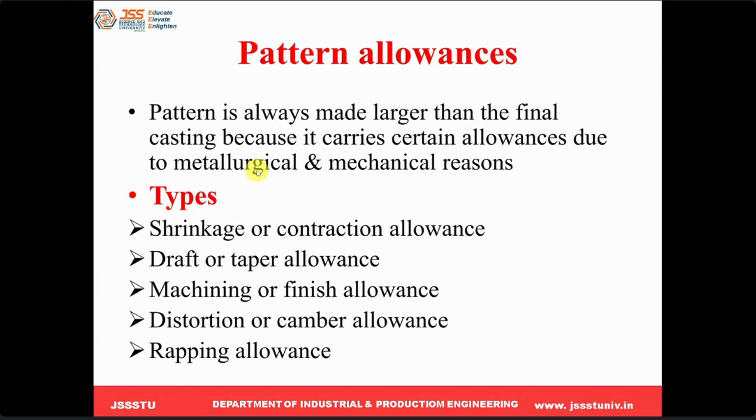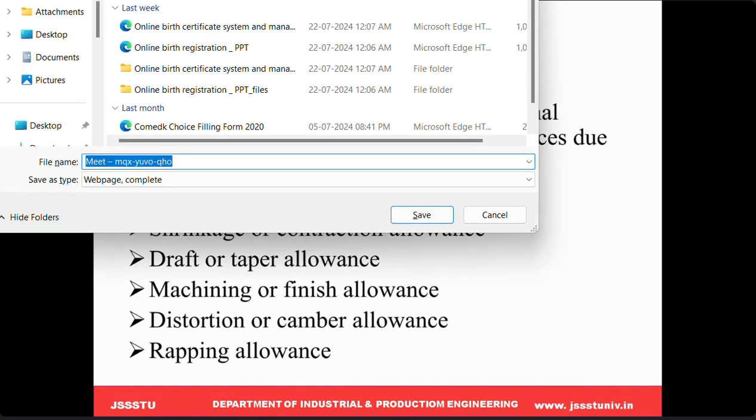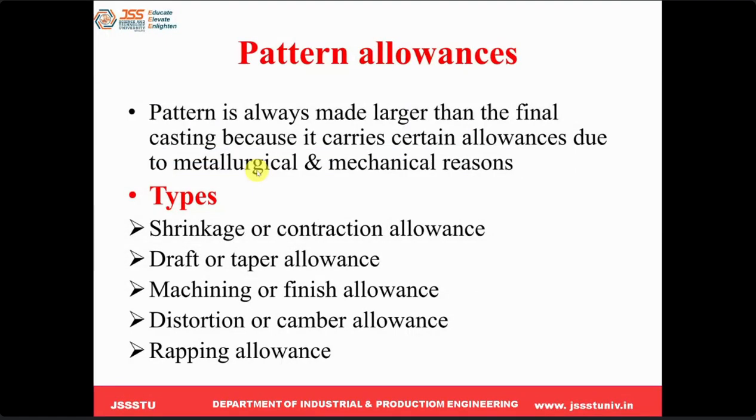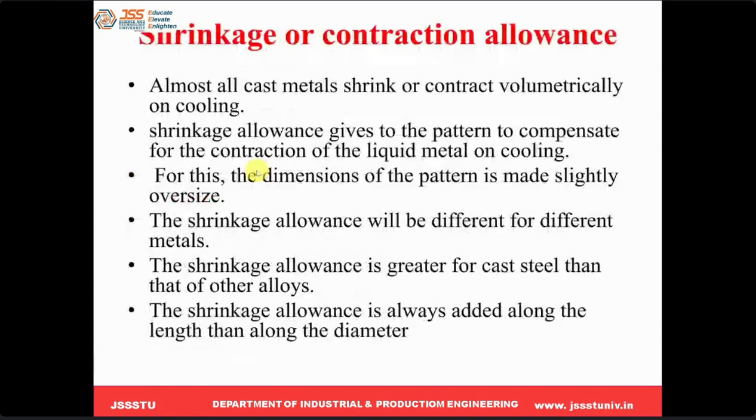So now let's start with the allowance. That is called shrinkage allowance. Can anyone tell me what is shrinkage allowance? There must be some space left in case the metal shrinks after solidification. Yes, good. Okay. So almost all cast materials shrink or contract volumetrically on cooling.